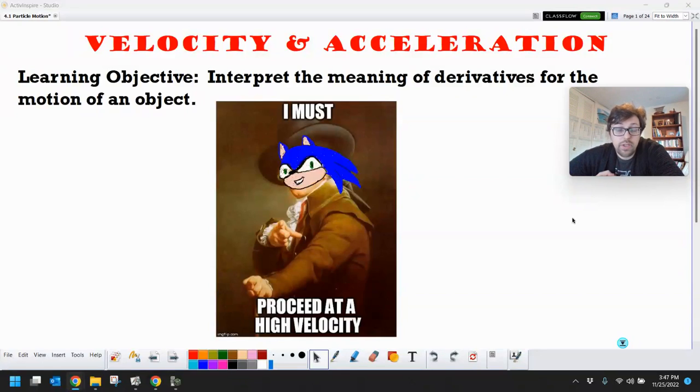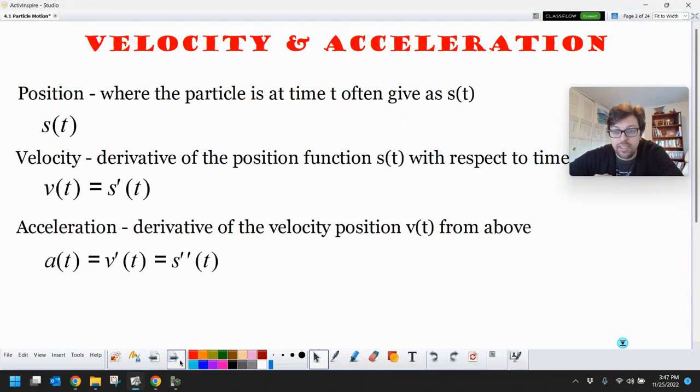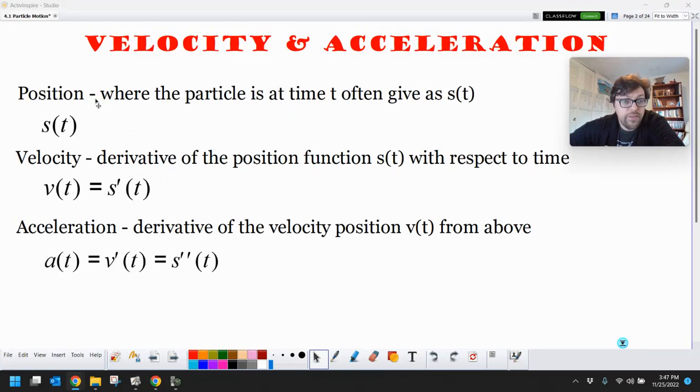Hello, in this video we're going to be talking about the contextual applications of derivatives, specifically with velocity and acceleration, that we might proceed at high velocity. If we're given a position function, so something is moving around, and usually it's called s of t, that's where it starts.